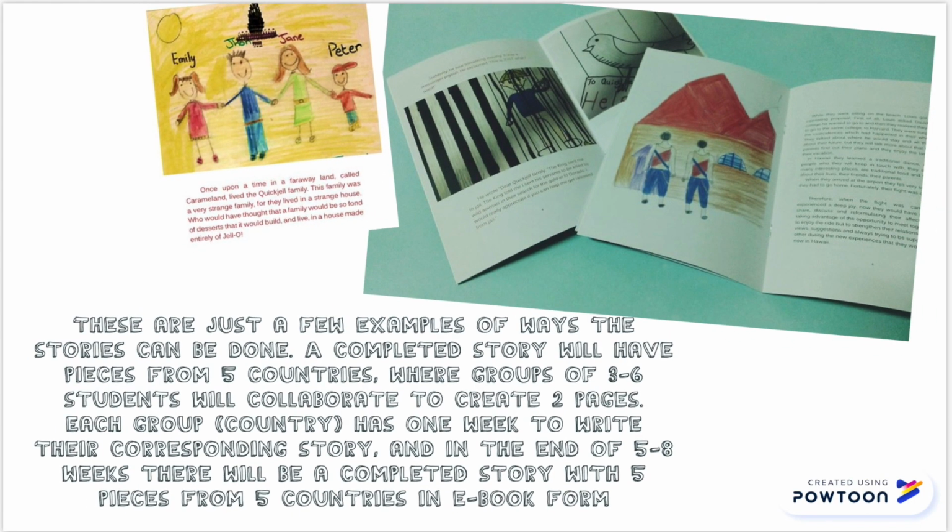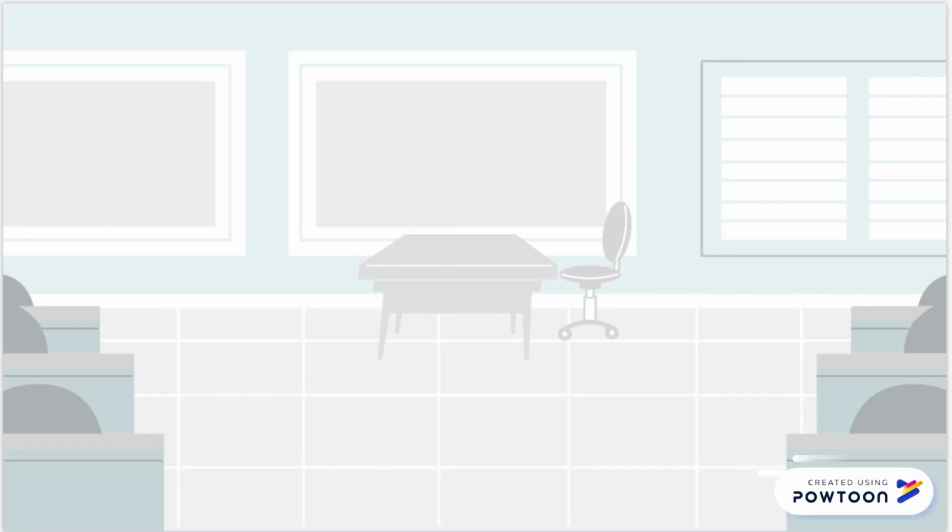These are a few examples of the way stories can be done. A complete story will have pieces from 5 countries where groups of 3 to 6 students will collaborate to create 2 pages. Each student has 1 week to write their corresponding story, and in the end of 5 to 8 weeks, there will be a complete story with 5 pieces from 5 countries in an ebook form.